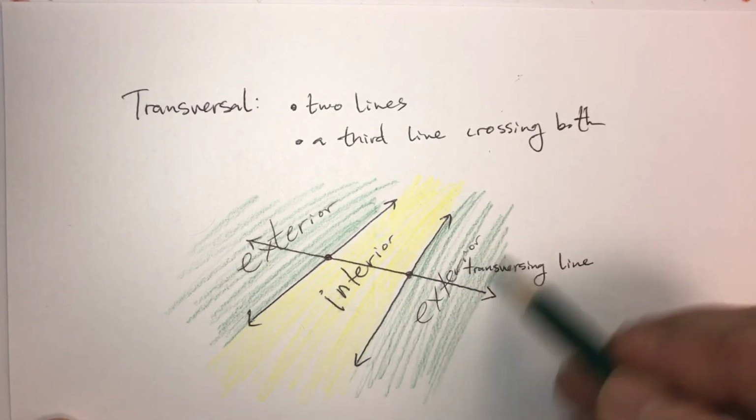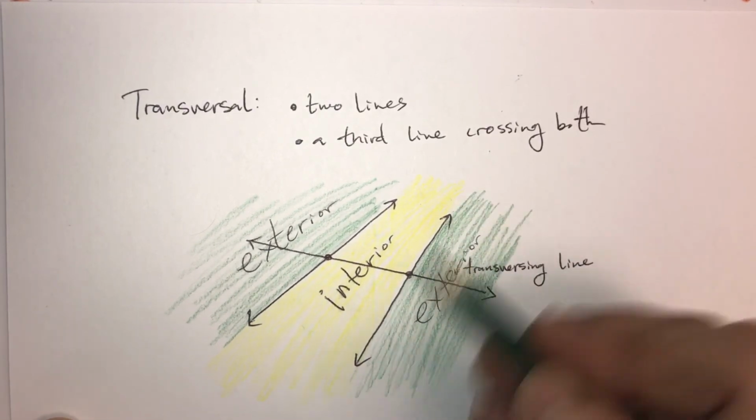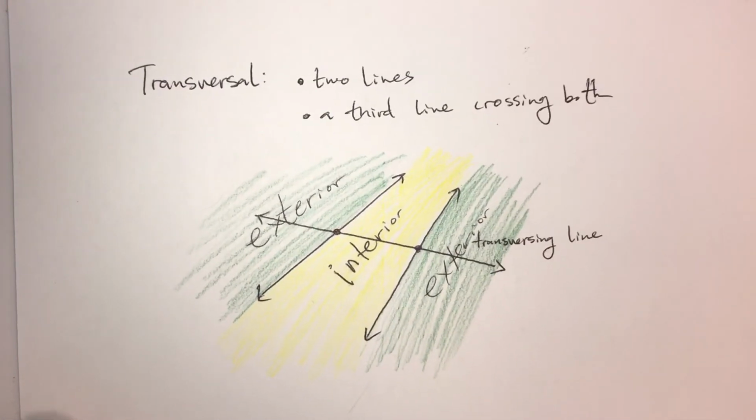So here the interior is yellow. And I'll color the exterior green. Okay, now it's important to take these into account mostly for terminology purposes, for naming stuff, notation and vocabulary.